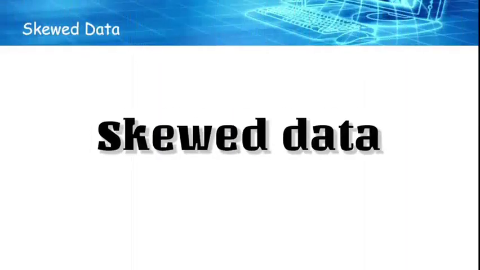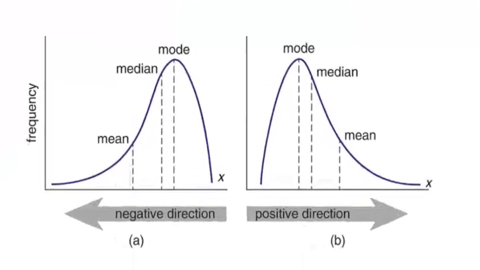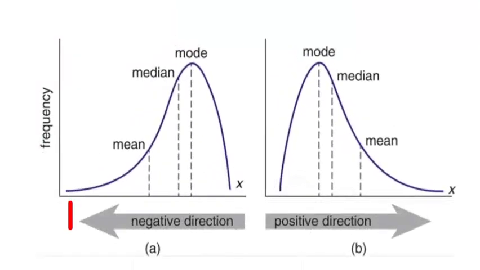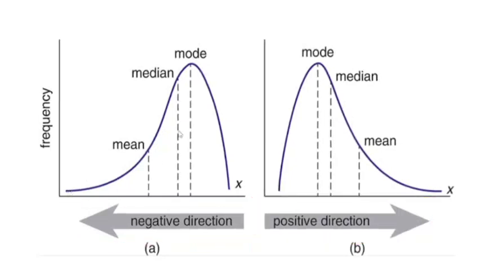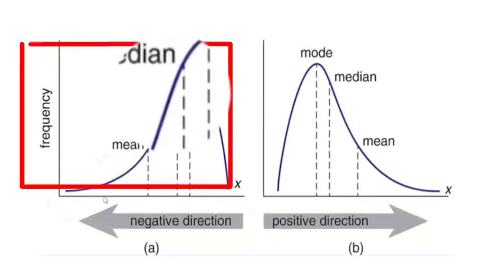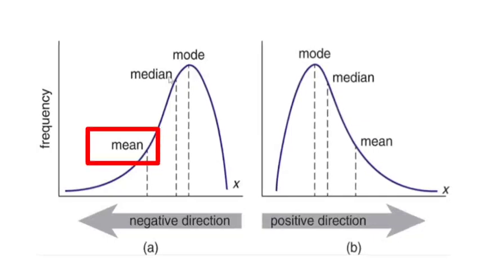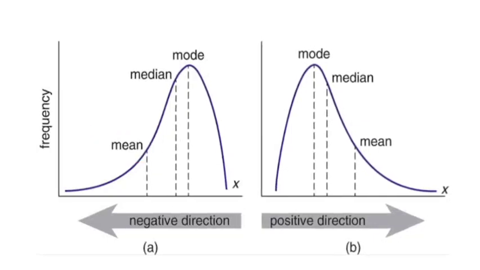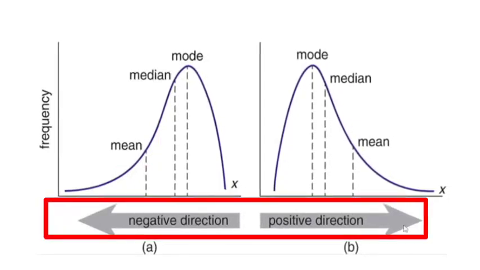And next we have skew data. Skew data here is nothing but this one. We have two directions. On the left hand side we have data where the mode is where the frequency goes very high, and the average of all the values is the mean. So the mean is somewhere over here and the median is somewhere over here. This is something known as skew data. In this also we have two things: one is the positive direction and the other is the negative direction.